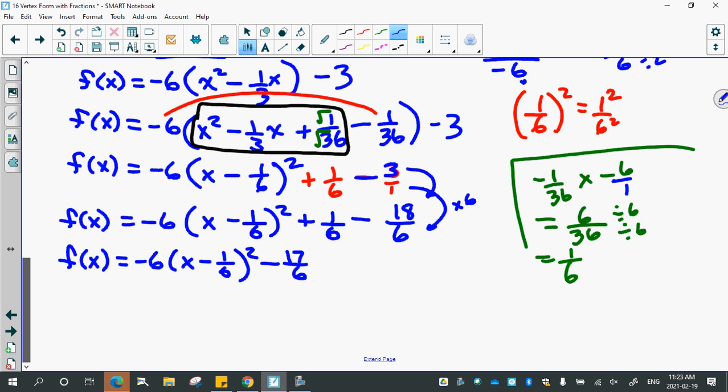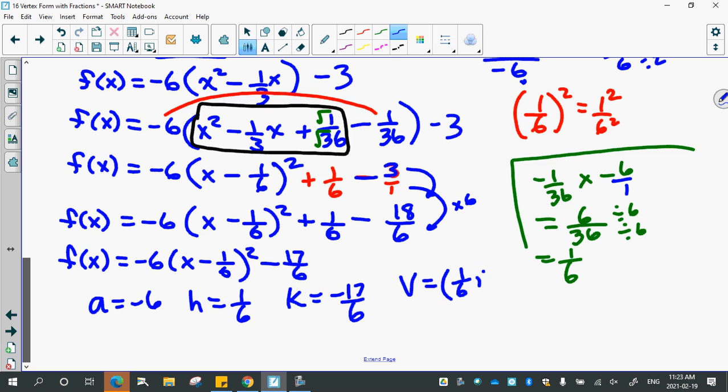Okay? So then we know A is -6. H is 1/6. K is -17/6, which makes my vertex equal to 1/6, -17/6. And because A was negative, it's got a maximum value of -17/6.